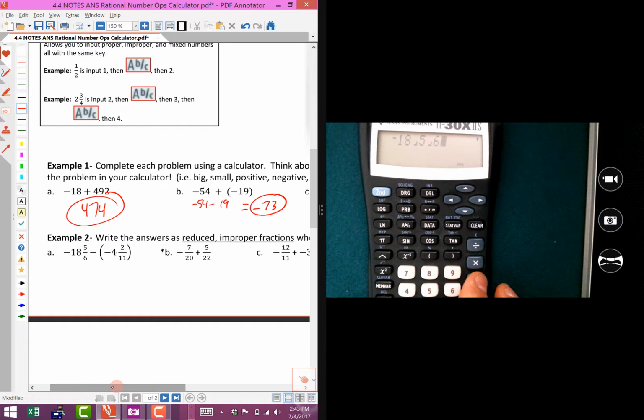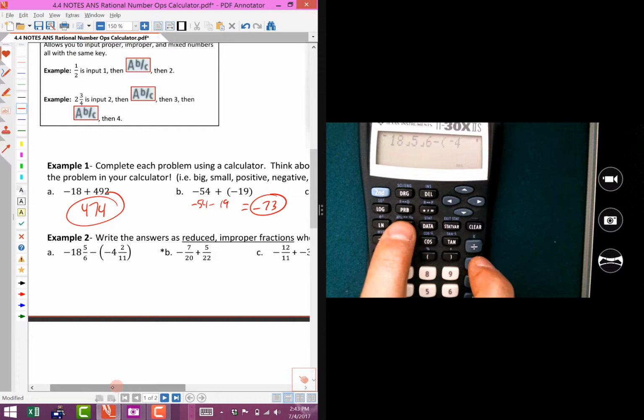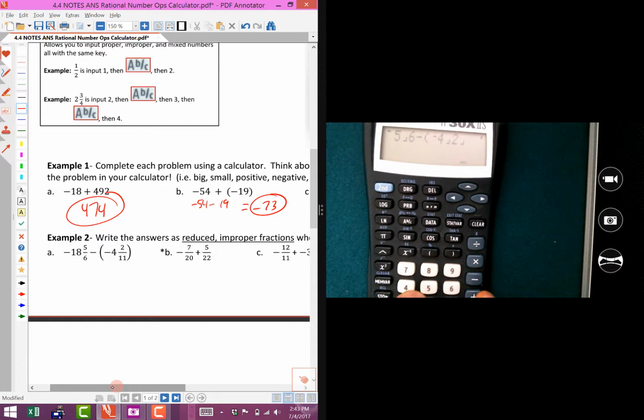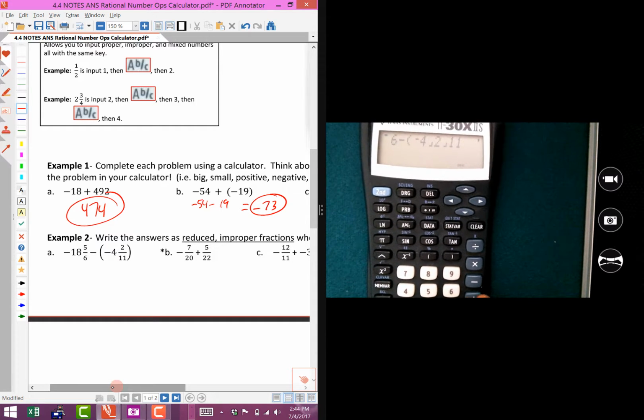Then I'm going to subtract, and then I'm going to go ahead and put this in parentheses. Parentheses, negative, let's use that negative, 4, fraction input, we need the 2, fraction input, and then we need the 11. So I'll do 2 1s, and there we go. And I'm going to go ahead and close the parentheses. Again, the parentheses are right here above the 8 and 9. Open parentheses above the 8, close parentheses above the 9. So we're going to go ahead and close that.